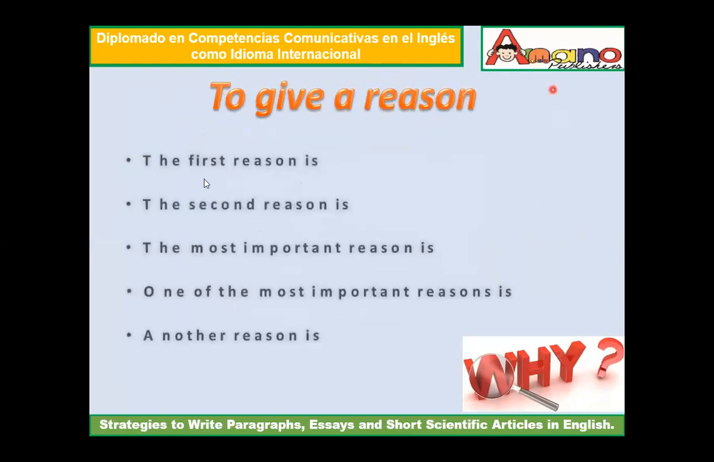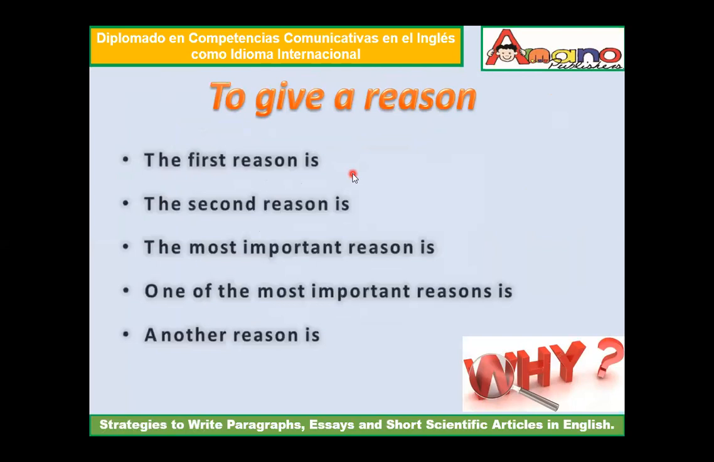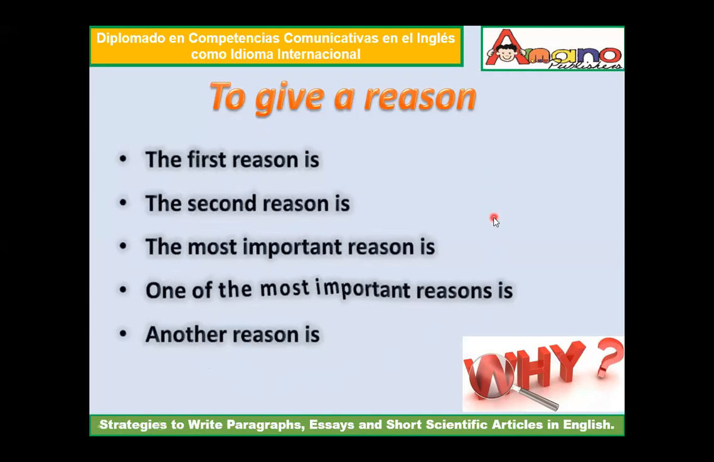Okay. To give a reason. Esos son con respecto con las signal words. Esas son para, las anteriores fueron para qué? To the topic. And this one, to give a reason. The first reason is, or the second reason is, or the most important reason is, or one of the most important reasons is, or another reason is, whatever. You understand? Okay. I like the way it looks.